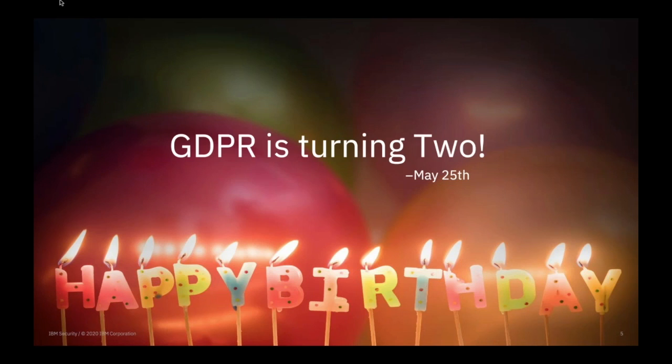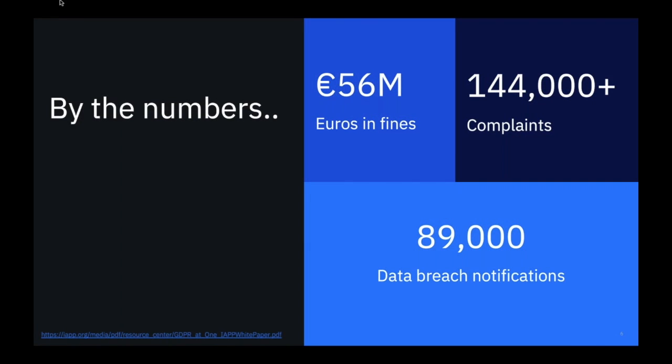So GDPR turned 1 on May 25th of last year, and it was a very exciting day with lots of press and attention given to what's going to happen next, what's already happened, and it's going to turn 2 in a few short months. However, at that time last May, one of the organizations I belong to, the International Association for Privacy Professionals, or IAPP, did a study about what had been seen throughout that year, and this chart articulates a few things about that. So there have been more fines since that time, of course.